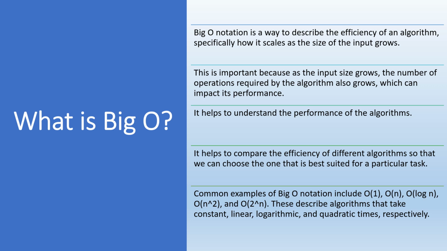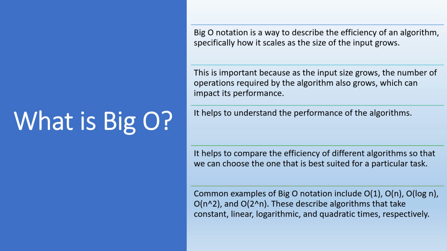This is very important because as the input size grows, the number of operations your logic performs also grows, which indirectly impacts the performance of your code. So big O will help us understand the performance of your algorithm. It helps us compare the efficiency of different algorithms so that we can choose which one is best suited for a particular task, or how we can optimize it further.